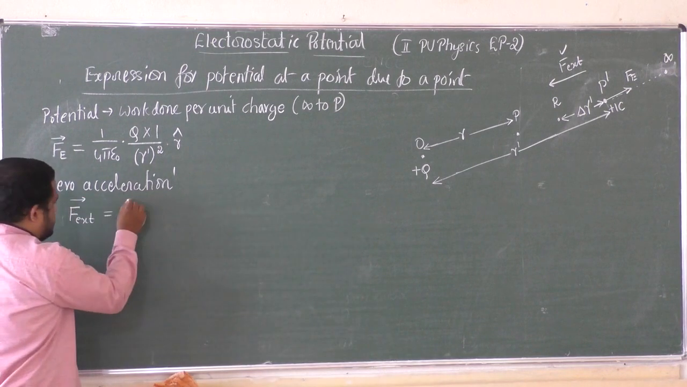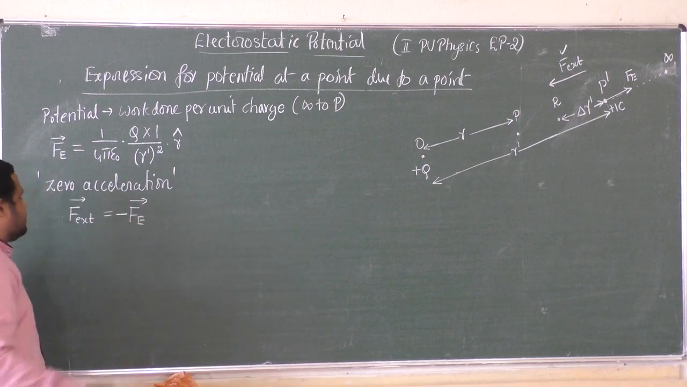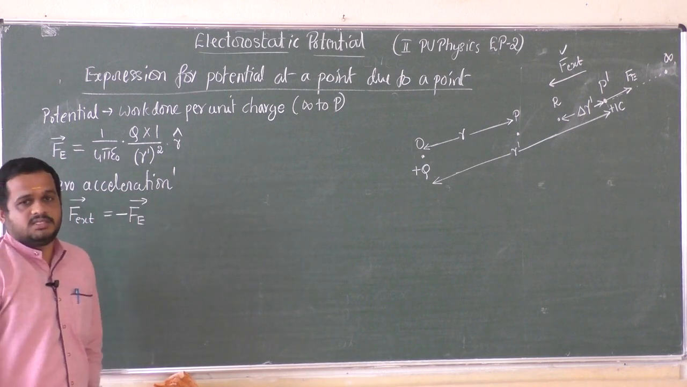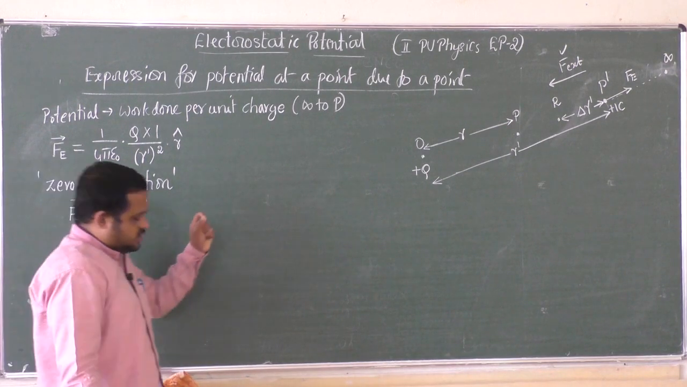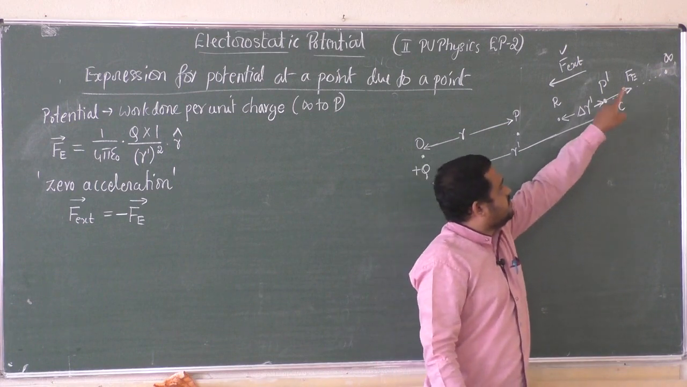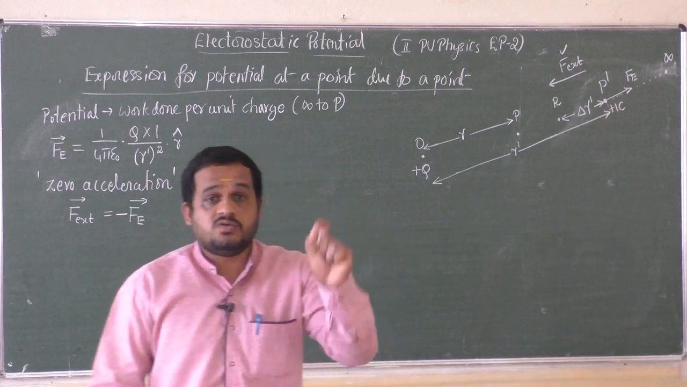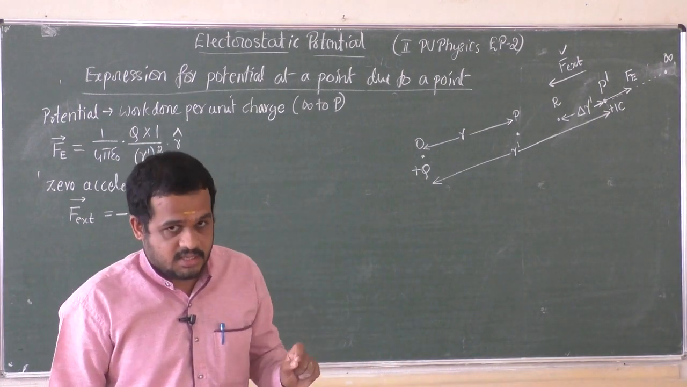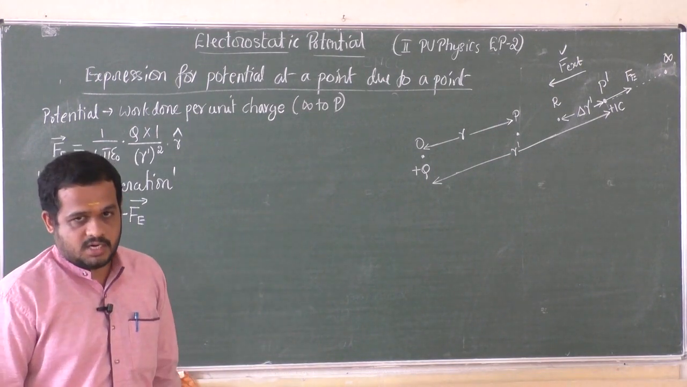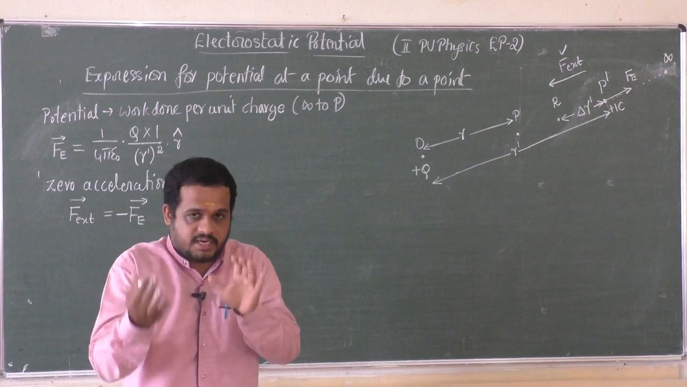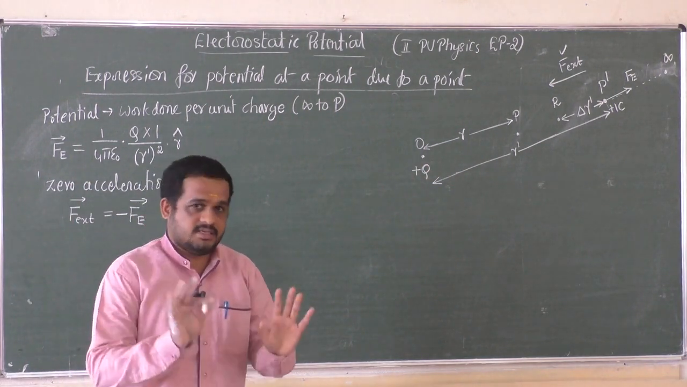If you consider the direction of external force is opposite to the electrostatic force, therefore we can write F external is equal to minus F E. Now our intention is to shift this unit positive charge from infinity to a point with zero acceleration. That means without changing the velocity or the kinetic energy of that charged particle, whatever change occurs due to change in position must be in terms of change in potential energy. That is the intention.